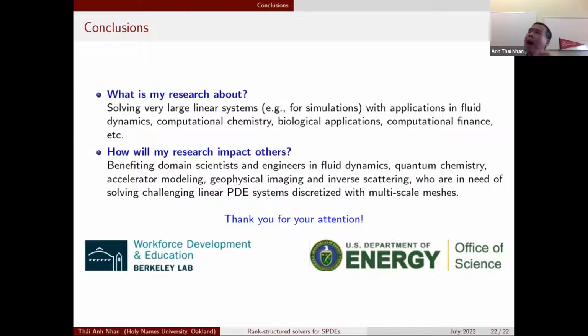And for bio, it comes from bio as well. As I said, reaction-diffusion equations come from particles interacting with each other. So those are the things from my applications.